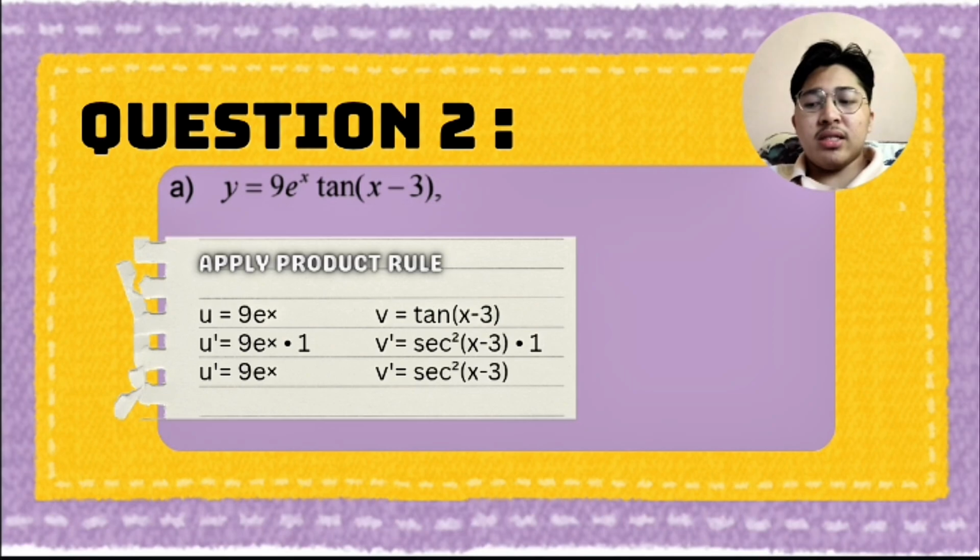And since the inner function is x minus 3, the derivative is 1. So we multiply by 1, and we get the answer. The final answer is v prime equal to sec²(x − 3).